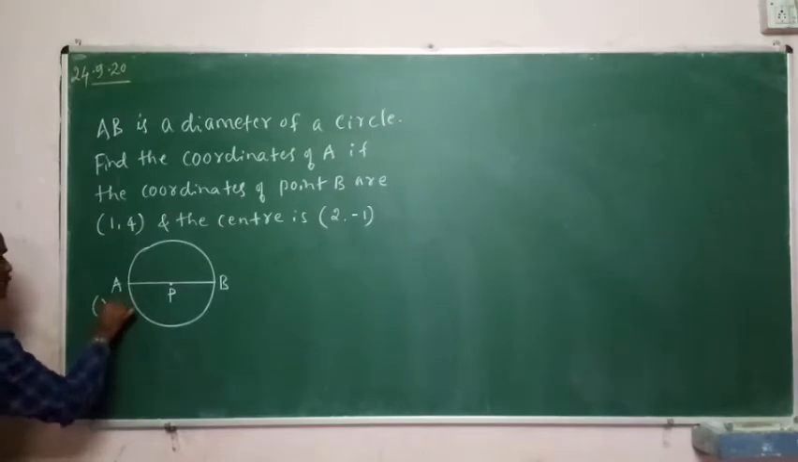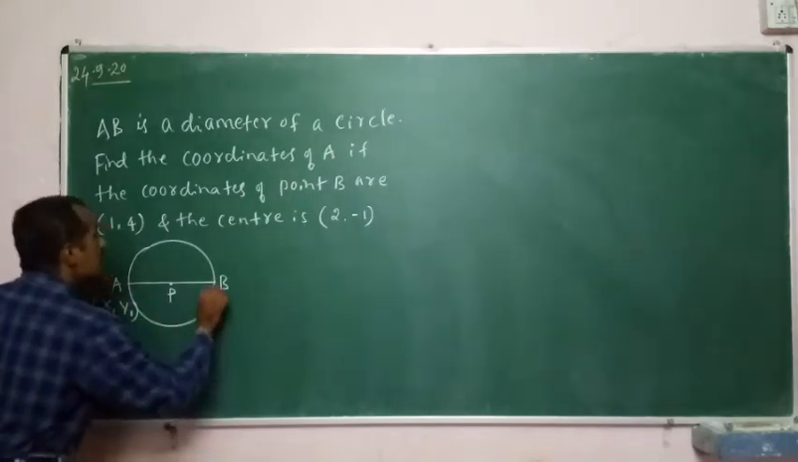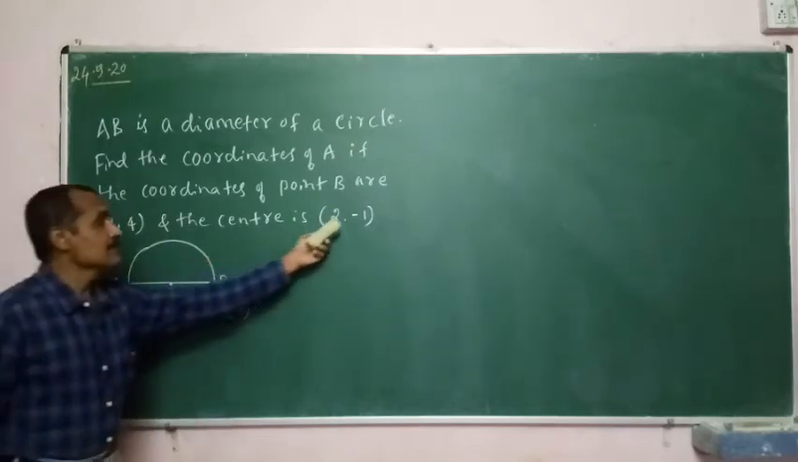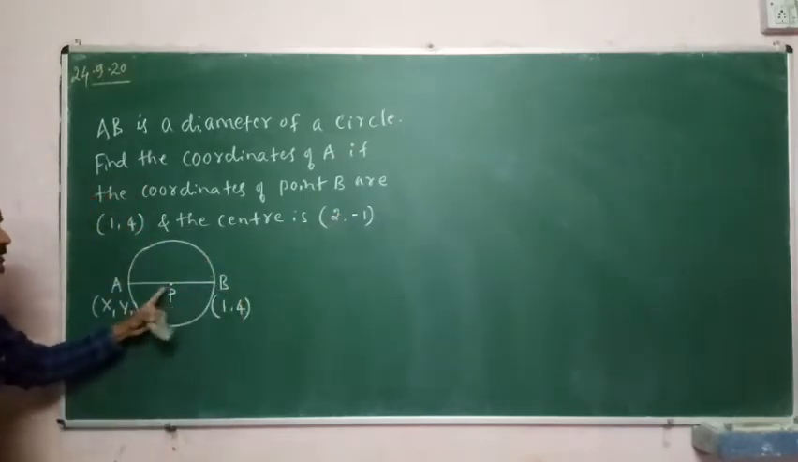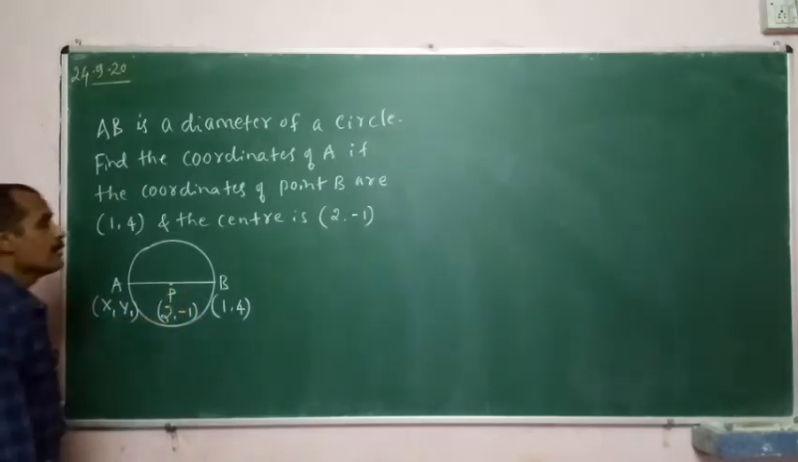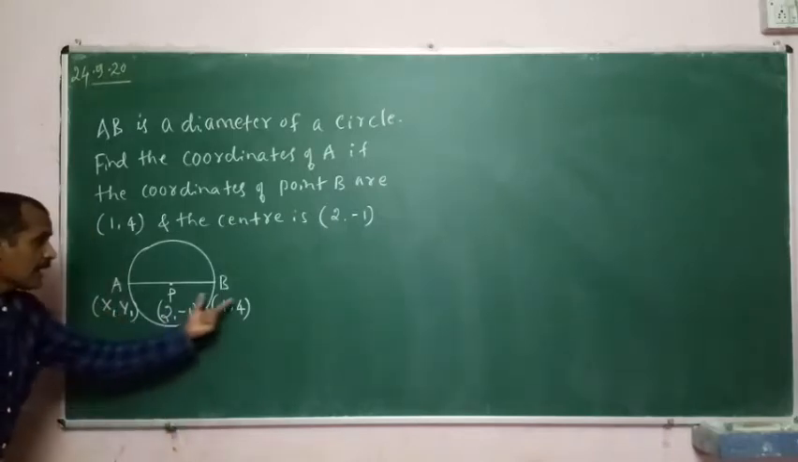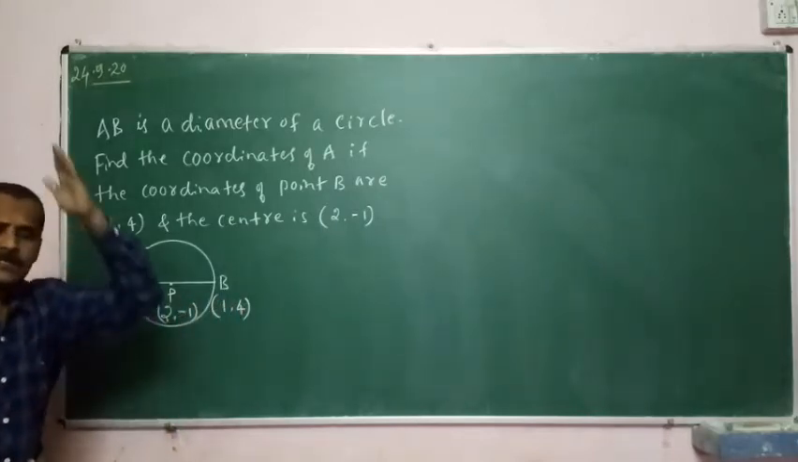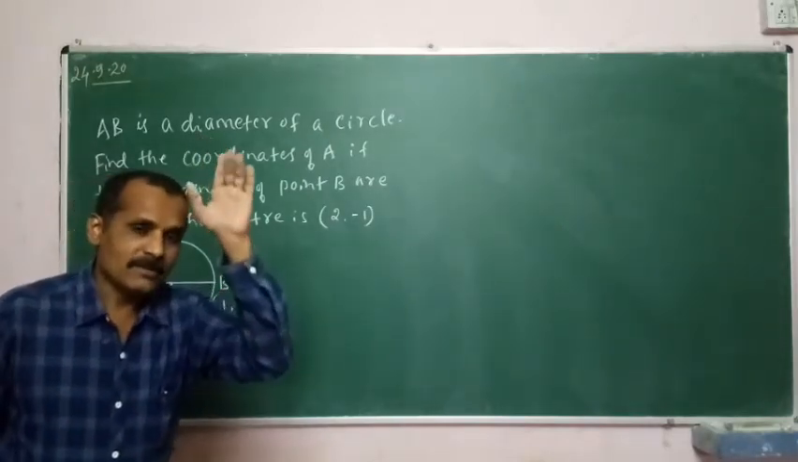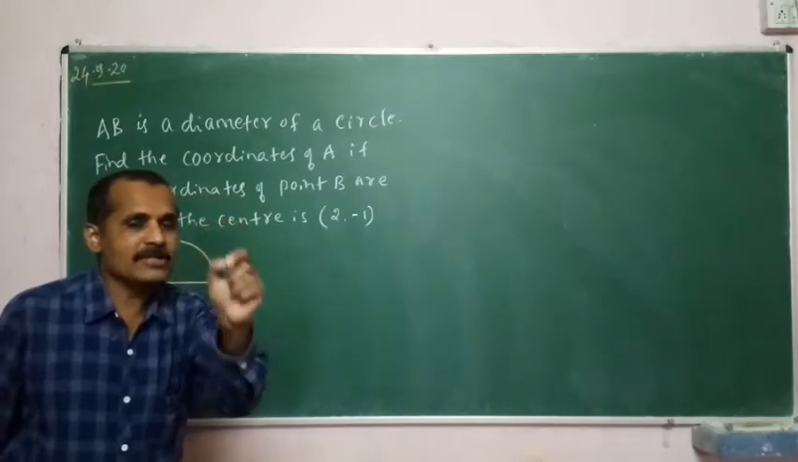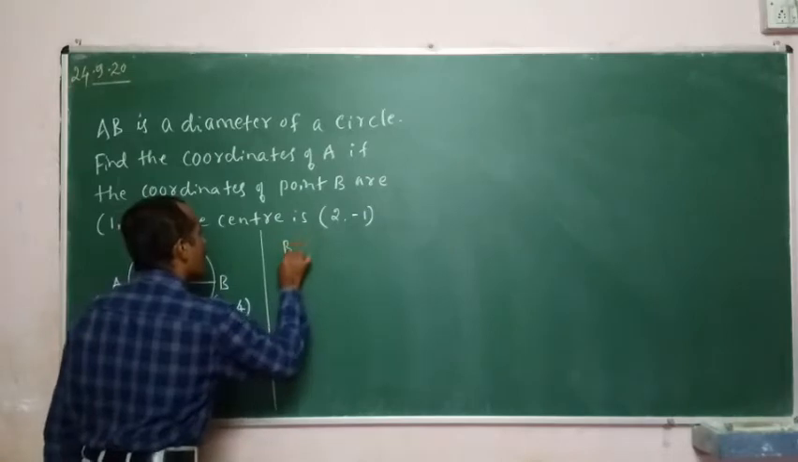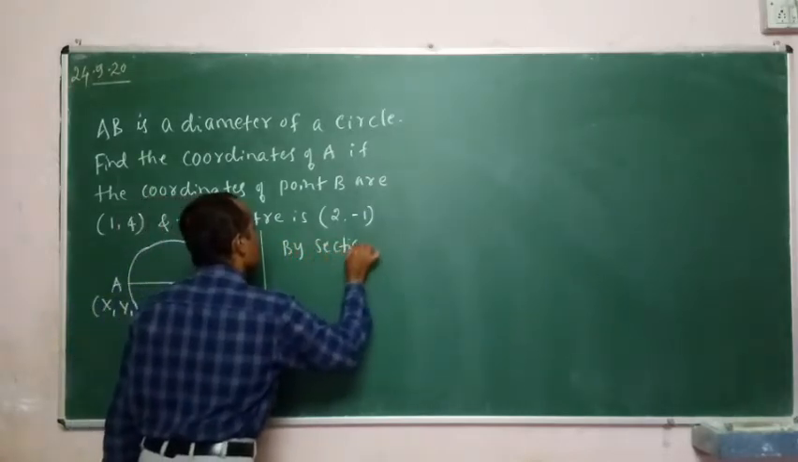I will call it x1, y1. This is x2, y2. x2, y2 is 1 and 4. And this is always x, y: 2 and minus 1. See, x1, y1, x2, y2. And this always remains x, y only. Don't try to change this position. The point which divides the line segment is always x, y. Come on, I will start with the section formula.